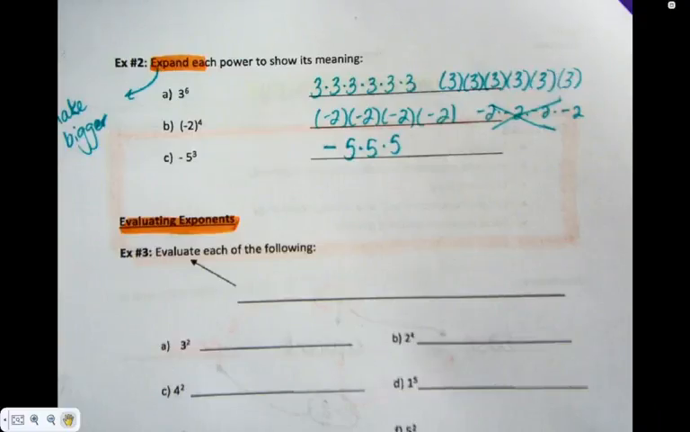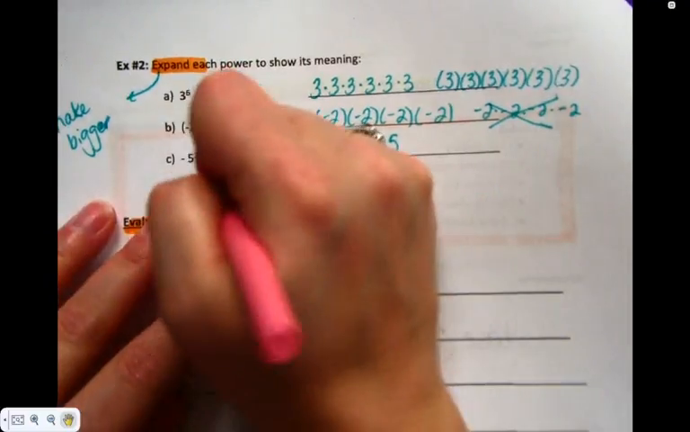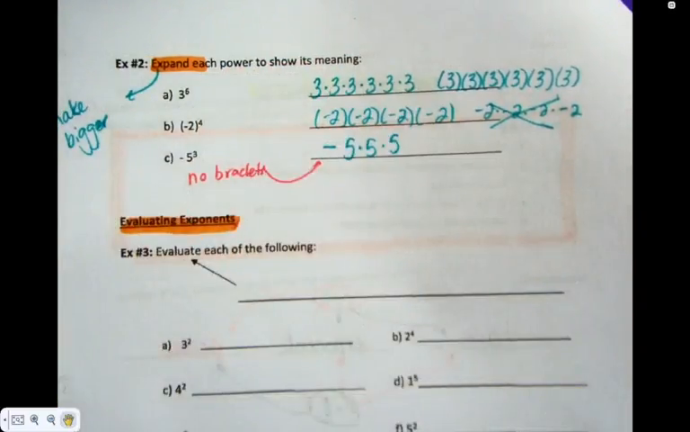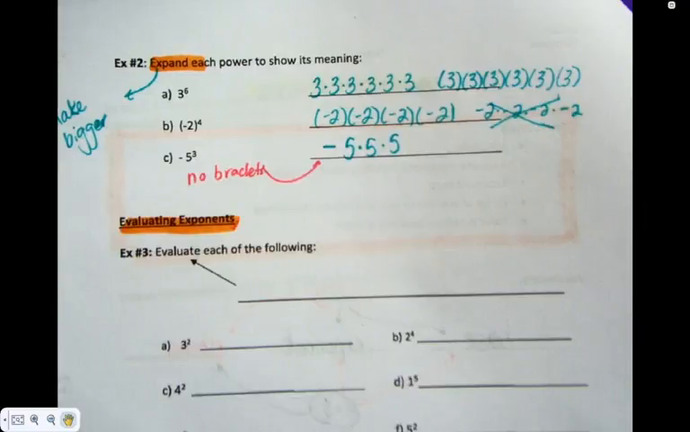Why did I include the negative in B and I did not in C? Because of the bracket. Because there's no brackets, I just stuck the negative in front just like it was in the question. Brackets means the negative repeats. No brackets means it doesn't. It's just out front.